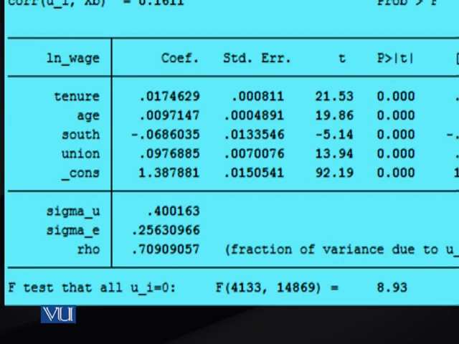Say sigma u, which is the standard deviation of residuals within the group. Then sigma e, which is the standard deviation of the overall error term. Rho is the fraction of variance due to both u and e. So you have an F test which shows that it is a good fit.